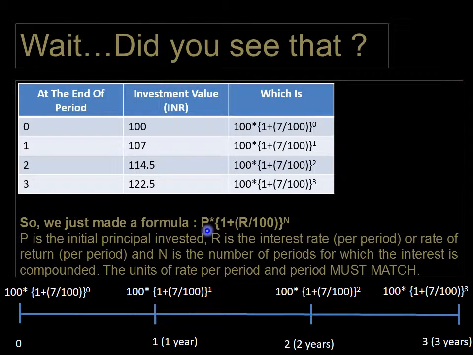P is the principal that you originally invested, which was 100. R is the rate of interest per period. It's very important that you notice the period in the rate of interest. I'm really sorry if this sounds wrong, but it's just the way it is in the world of finance. N is the number of periods for which the interest is compounded. The unit of the rate per period and the period must match.